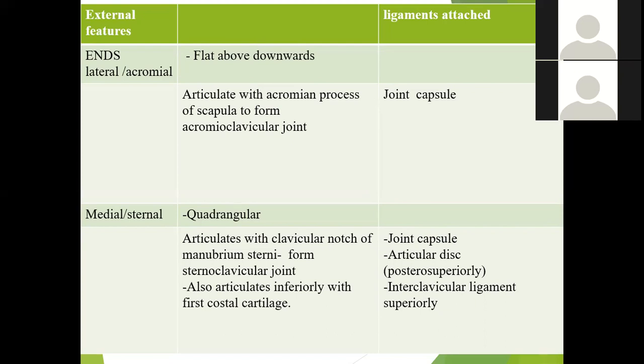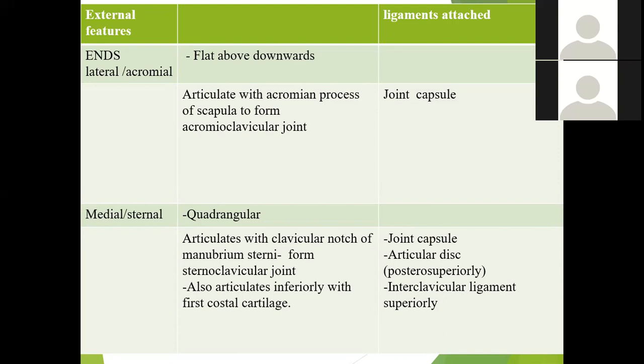Apart from that, the medial end also gives attachment for some other structures. What are these structures? It also gives attachment for the articular disc, which is attached postero-superiorly. Please see in this tabular column, you can see one by one. The first one is the joint capsule. The second one is the articular disc, attached in the postero-superior part.